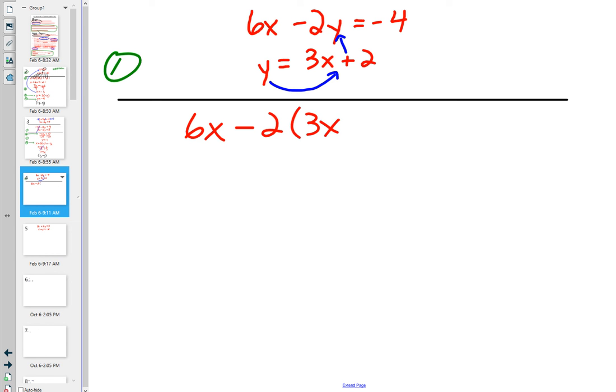Fantastic. Equals negative 4. And when you look at that, how many variables do you see? Okay, I know I see 2 of them, but how many different variables are there? Just one. Which, what does that allow me to do? By the way, step 2 is done, substitution is done, and that now allows me to solve.